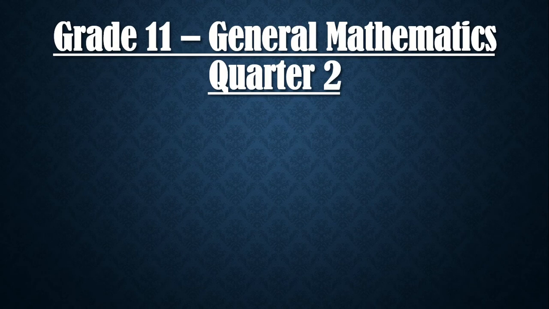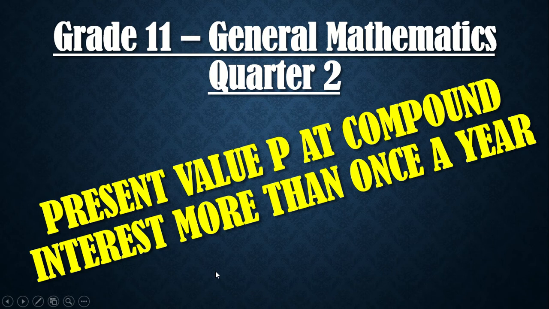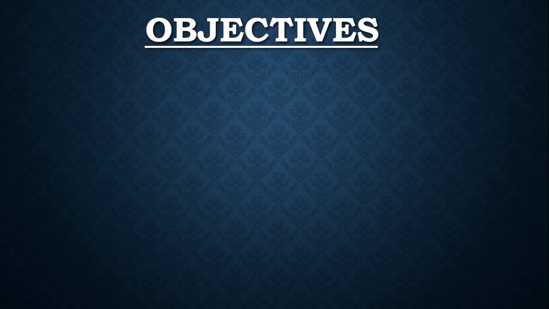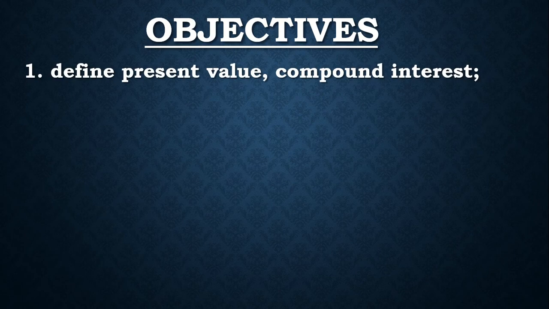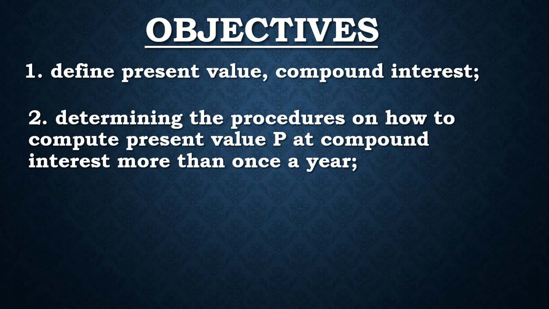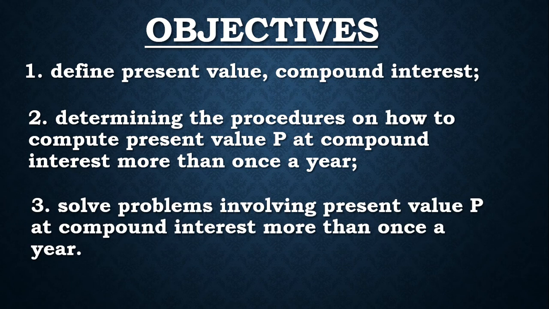We're still in Grade 11 in General Mathematics, Quarter 2, and our topic is present value P at compound interest more than once a year. Objectives: first, we have to define present value and compound interest. Second, we need to know the procedures on how to compute present value P at compound interest more than once a year. Third, we have to solve problems involving present value P at compound interest more than once a year.